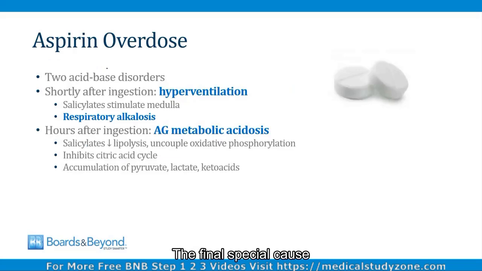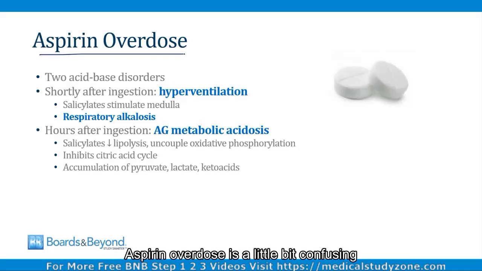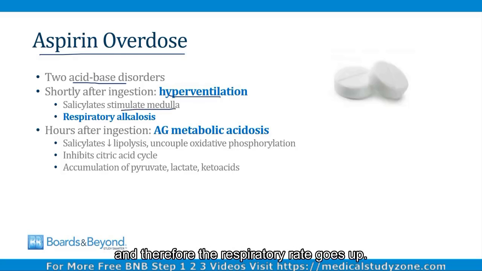The final special cause of respiratory alkalosis we'll discuss is aspirin overdose. Aspirin overdose is a little bit confusing from an acid-base perspective because it causes 2 acid-base disorders. Shortly after patients overdose on aspirin, they will begin to hyperventilate. This is because salicylates like aspirin stimulate the medulla, and therefore the respiratory rate goes up. And so this is going to cause an initial respiratory alkalosis when a patient overdoses on aspirin.